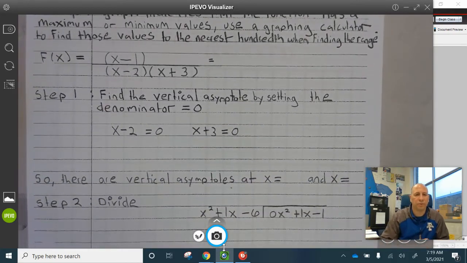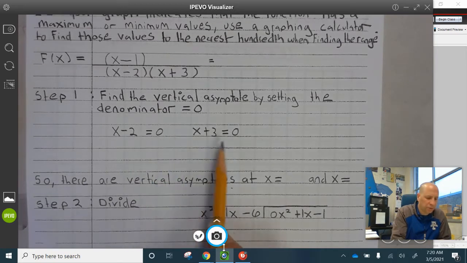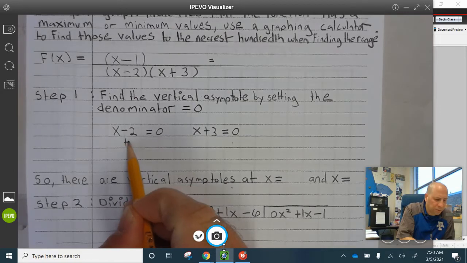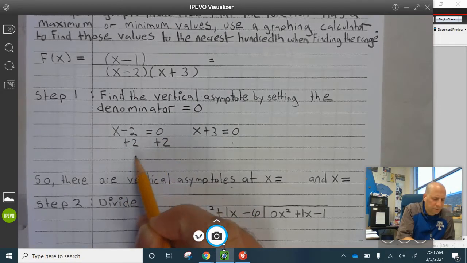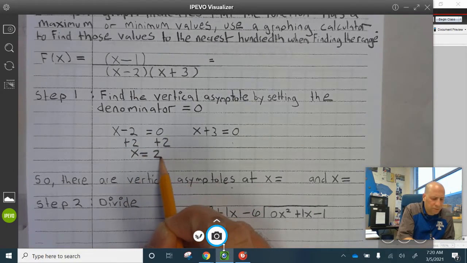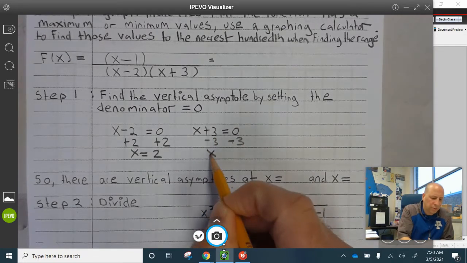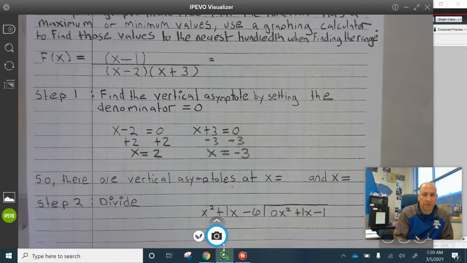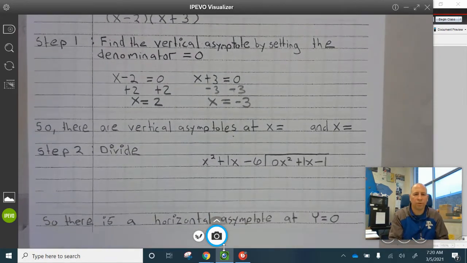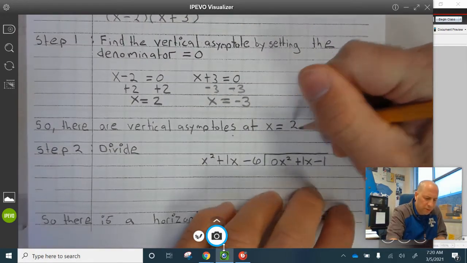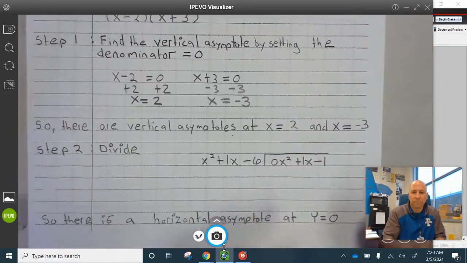So you have f of x equals x minus 1 divided by the quantity x minus 2 times x plus 3. Step 1, find the vertical asymptote by setting the denominator equal to 0. We're going to set x minus 2 equals 0 and x plus 3 equals 0 and solve. So x equals 2. Subtract 3 from both sides, x equals negative 3. So there are vertical asymptotes at x equals 2 and x equals negative 3.